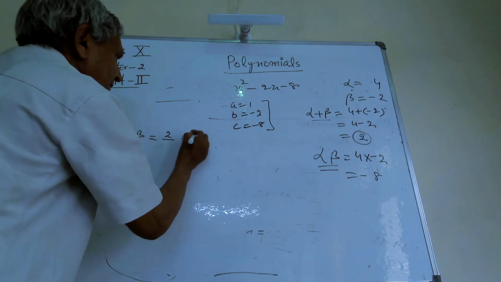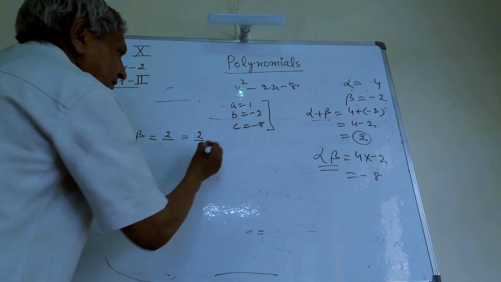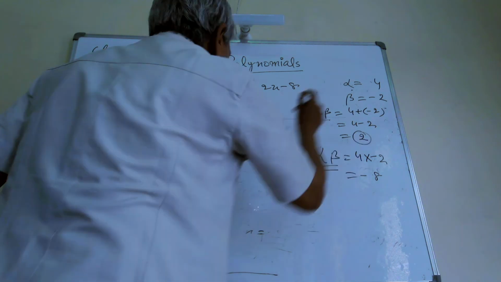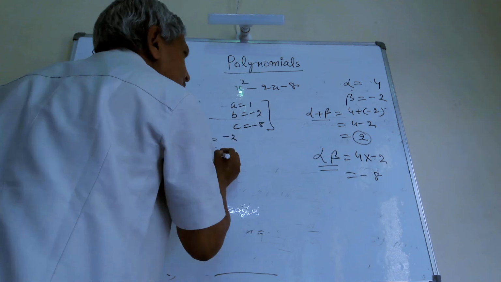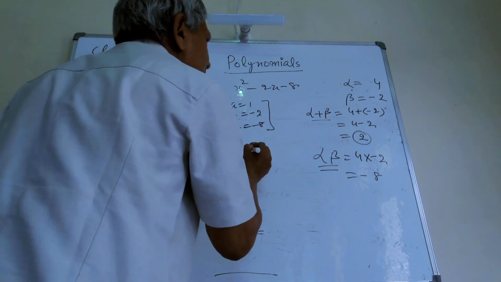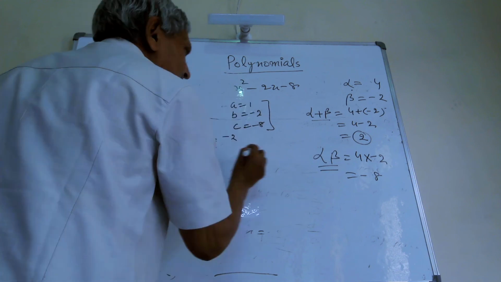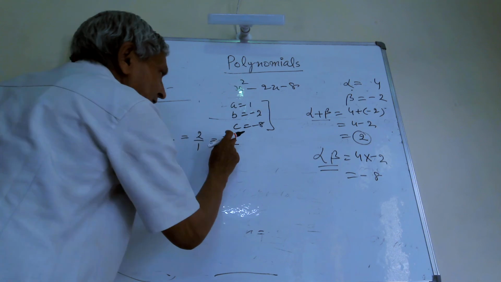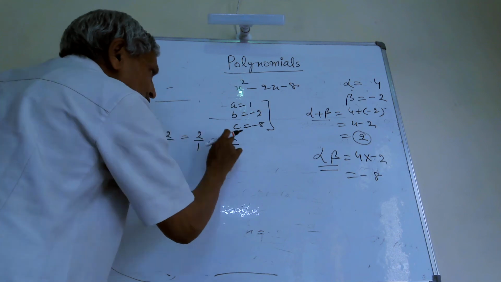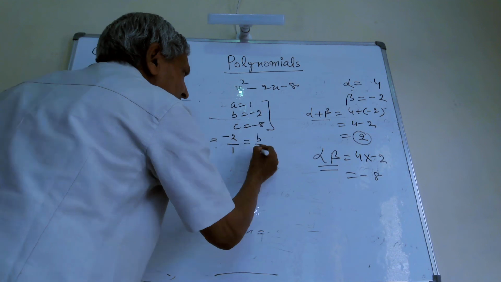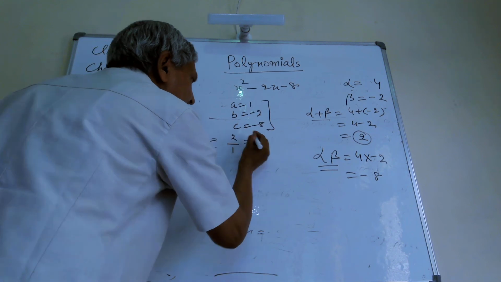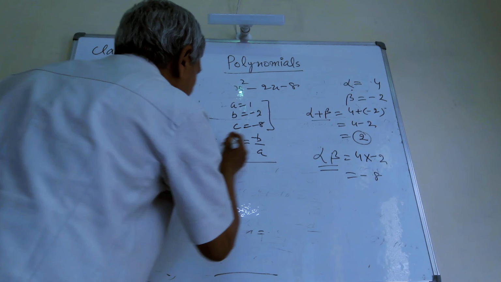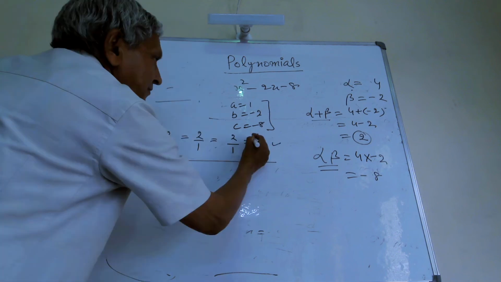And it can be written as 2 upon 1. And here, what is the value of b? Minus 2. And what is the value of a? 1. So b upon a is minus 2 upon 1, but here we have 2 upon 1. We have to make it a 2. It means b upon a, shift this minus to b. This is the condition. Minus b upon a. Alpha plus beta is equal to minus b upon a.